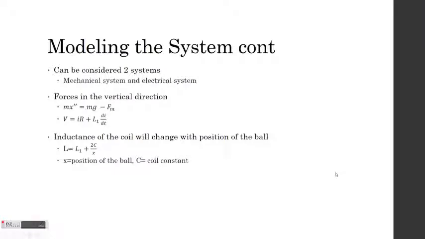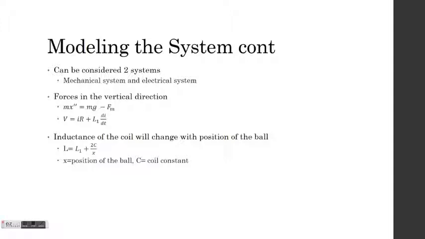After analyzing the free body diagram of the system, we can find the equilibrium points by balancing the forces in the vertical direction. The magnetic ball suspension system can be categorized into two systems, a mechanical system and an electrical system. The sum of the forces in the vertical direction leads to the equations listed below, with m being the mass, x the direction of the ball, g the gravity, F the force. V is the voltage, I is the current, R is resistance, and L is the inductance.